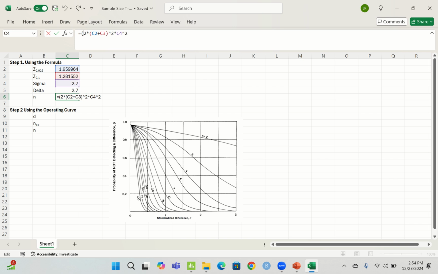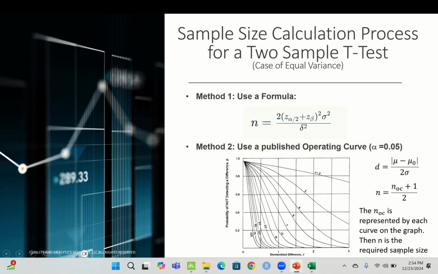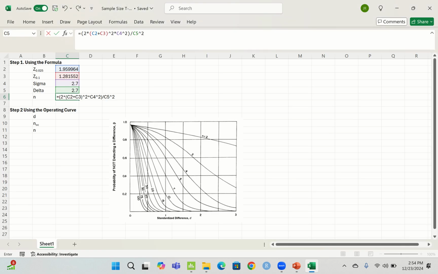We're going to close our parentheses to indicate to Excel that that belongs to the numerator. And then we're going to divide by the delta. And this delta is also squared. So in short, this is the formula that I just wrote in Excel. Now we're going to hit enter, and that is our sample size, 21.01.